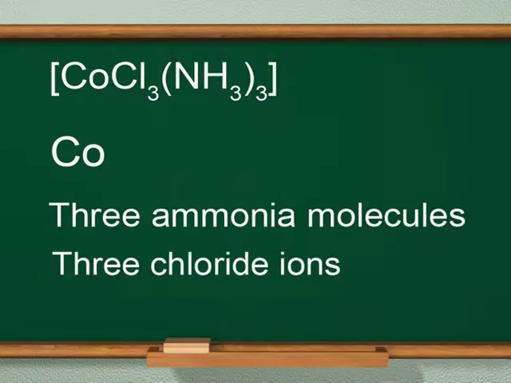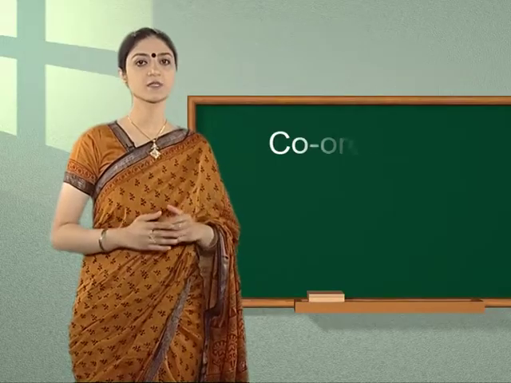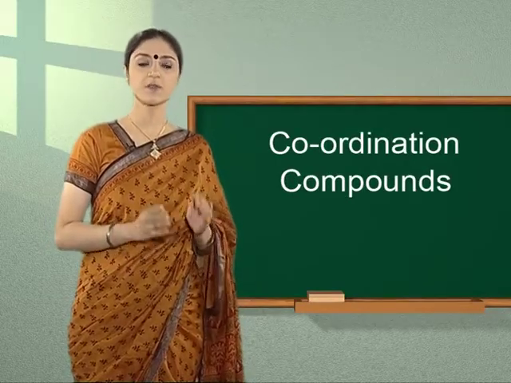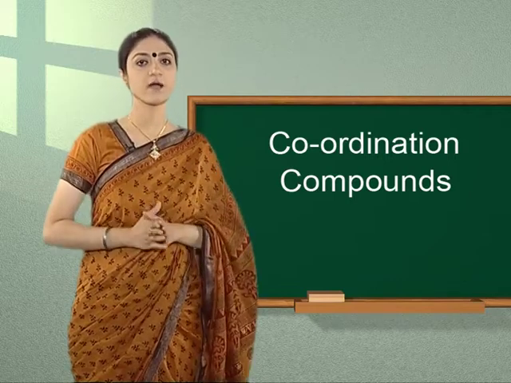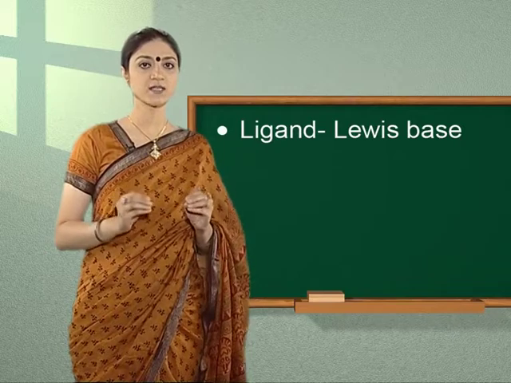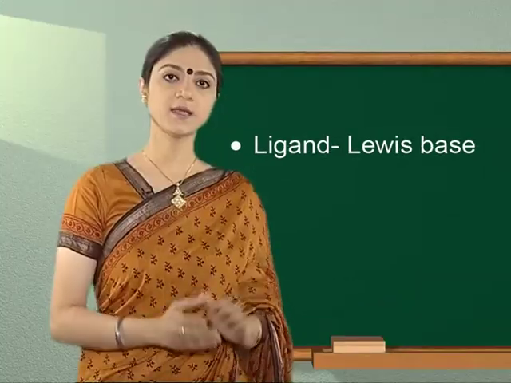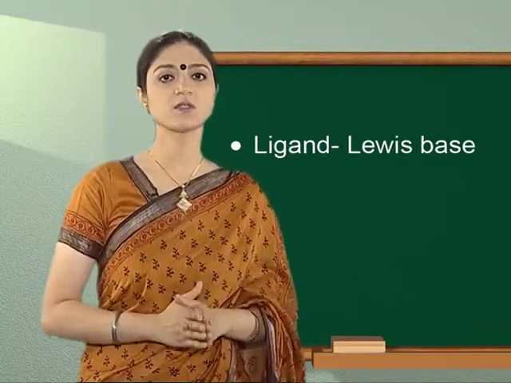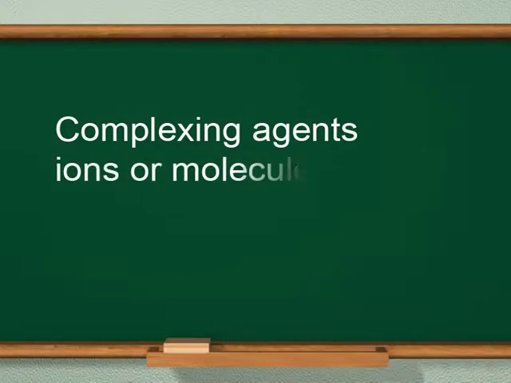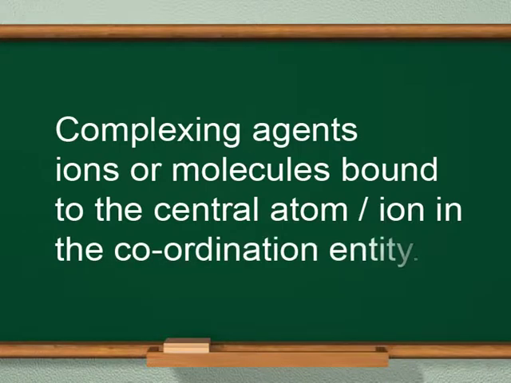Next is central metal atom or ion. It is a Lewis acid, thus can accept electron pairs from Lewis bases. A fixed number of ions or groups are bound in a definite geometrical arrangement around it. Next is ligand. It is a Lewis base which contains at least one pair of electrons to donate to a metal atom or ion. In other words, ligands, also called complexing agents, are ions or molecules bound to the central atom or ion in the coordination entity.